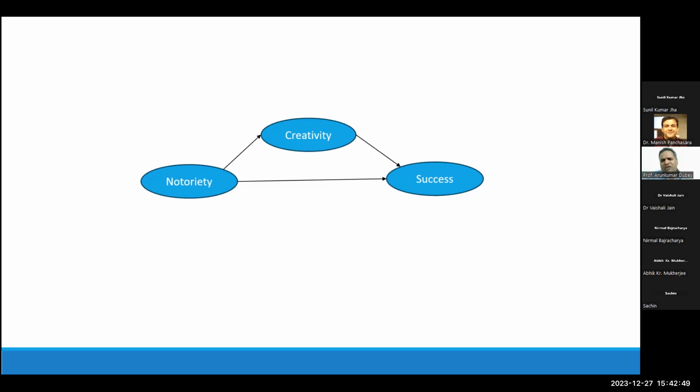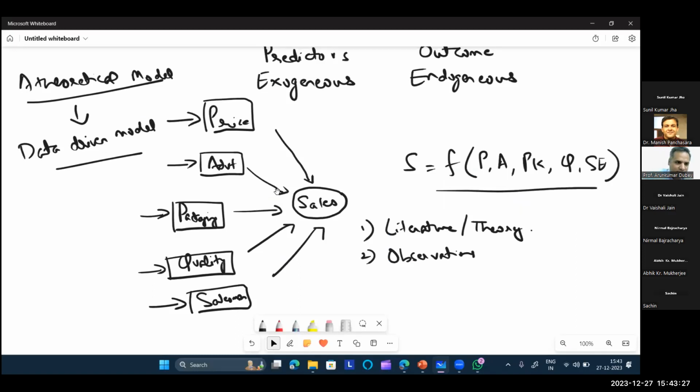Somebody said, okay, it's fine that notoriety leads to success. Notorious people are creative and creativity leads to success. Somebody went ahead and said, no, if you're notorious, you're bound to take risk in life. And because of your risk-taking ability, you become successful. How about this model? Does it appeal to you? Now when you have two mediators in your model, this becomes a case of parallel mediation.